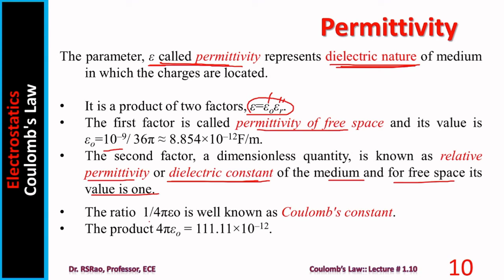The ratio 1 by 4 pi epsilon, you see, it is coming everywhere in Coulomb's law. It is called Coulomb's constant. The product 4 pi epsilon is equal to 1.11 into 10 power minus 10. It is better to remember, highly handy and helpful in solving problems using Coulomb's law.